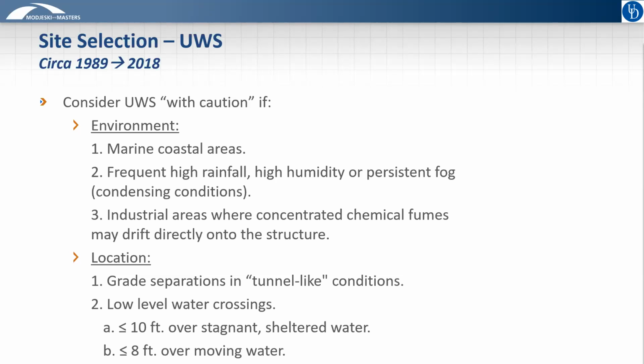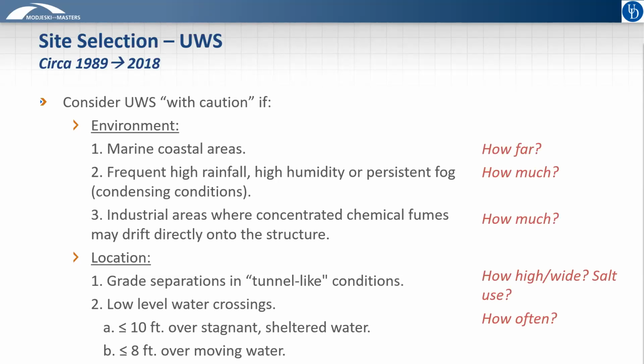However, what you will notice as you read through this list is that these recommendations are mostly qualitative, and questions like how far from the coast defines a marine environment or how much rainfall is considered high rainfall are ones that are routinely asked. So one of our specific objectives was to compile, review, and synthesize the available information that has been developed over the past 30 years to provide some industry standard guidance on answering these questions where possible.